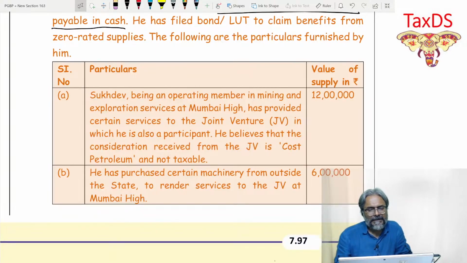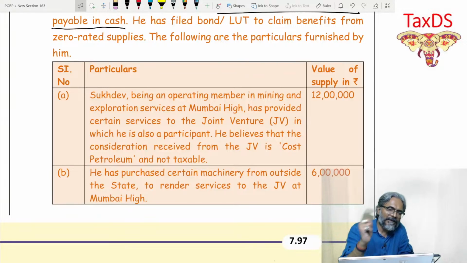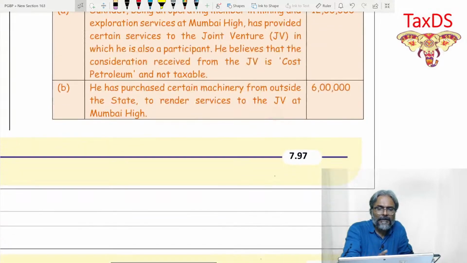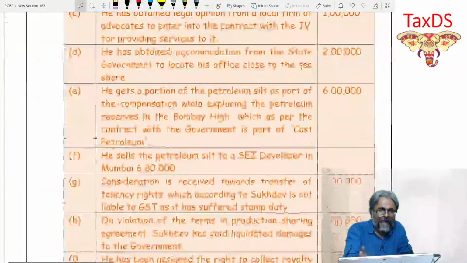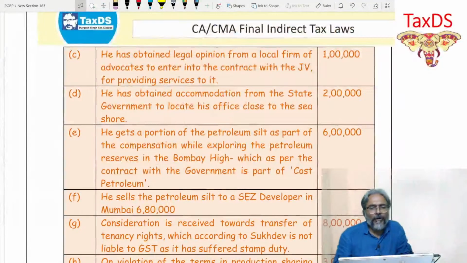He has purchased certain machinery from outside the state to render services to the JV at the Mumbai High. So this is a corresponding inward supply, and on that, whatever the GST, it will be IGST. That IGST will be subject to the ITC credit. Thereafter, he has obtained legal opinion from the local firm of advocates to enter into the contract with the JV for providing services to it.